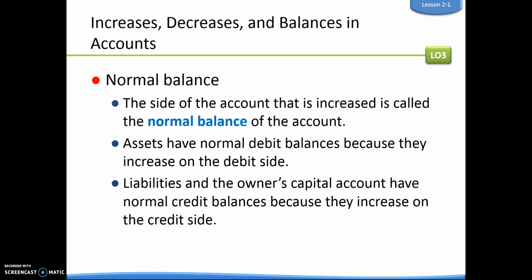Okay. Now, we have something called the normal balance. The normal balance is simply the side of an account that is increased. That's all the normal balance means. When it says, what's the normal balance of an asset? You would say a debit, because debits are on the left side, assets are on the left side. That means they increase with a debit. Liabilities and owner's equity, their normal balance would be a credit because they're on the right side, and that's where they increase.